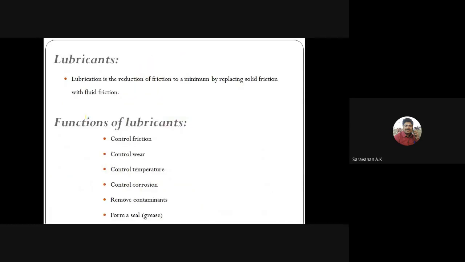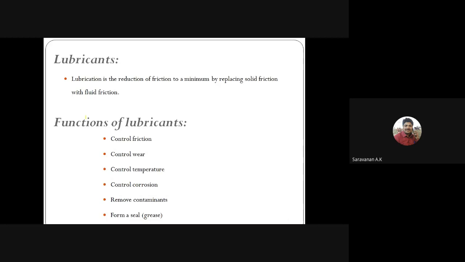Then what is the lubricant, right? So what is lubricant, right? Lubrication is the reduction of the friction to a minimum by replacing the solid friction with the fluid friction, right? So the friction may be arrested, or the friction may be converted into some other form. That is called the lubrication, right?